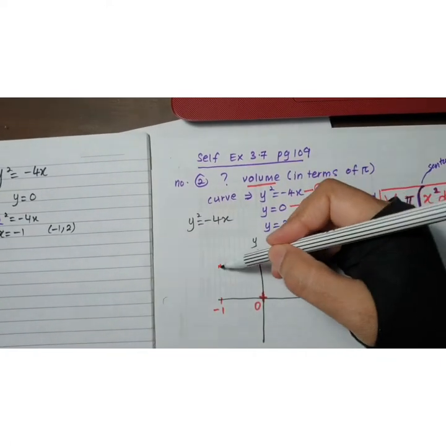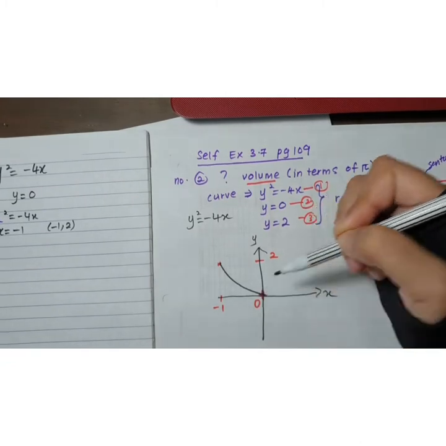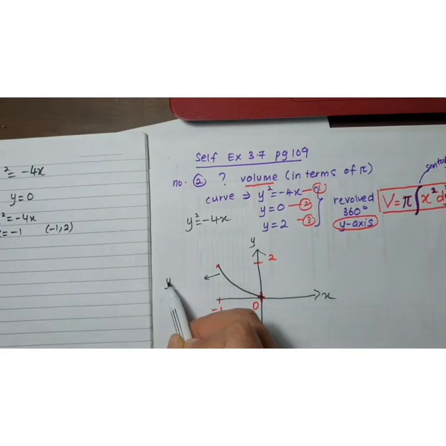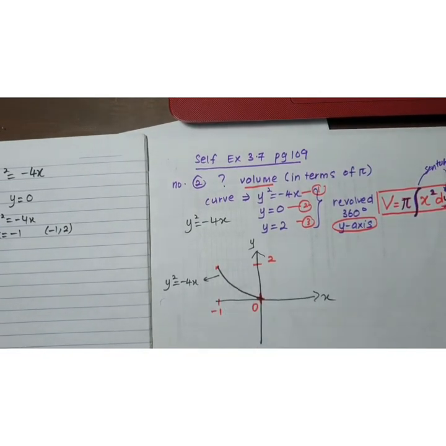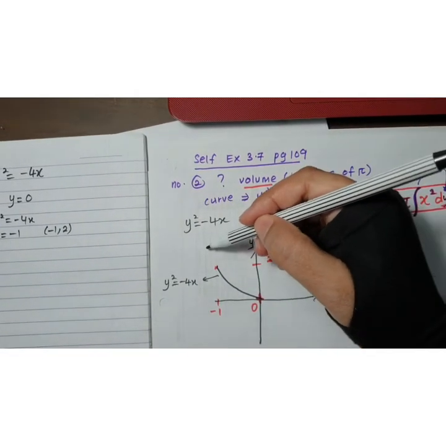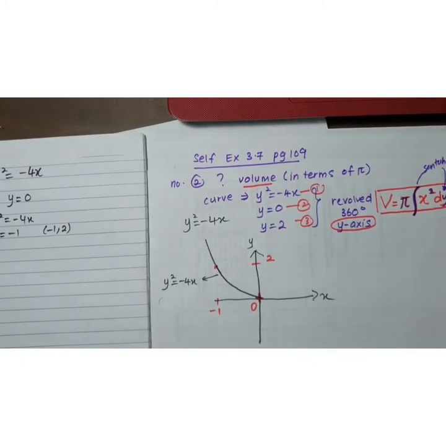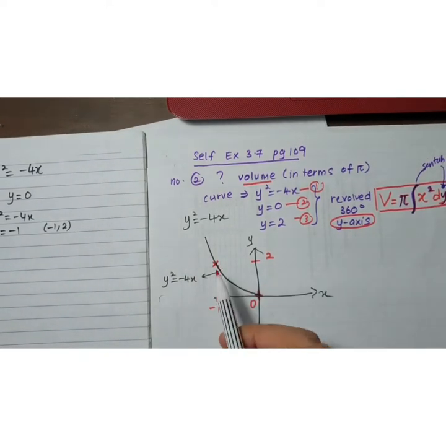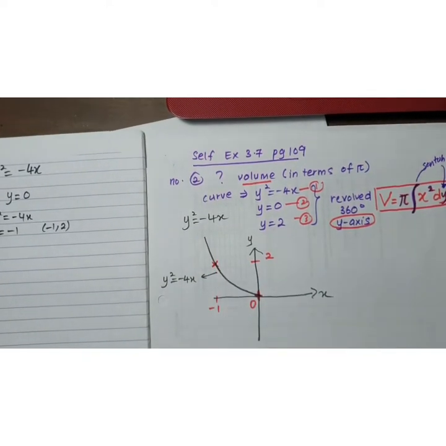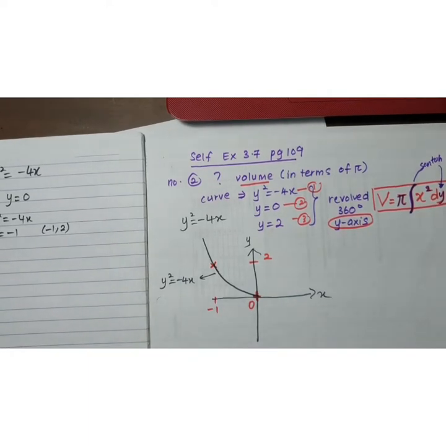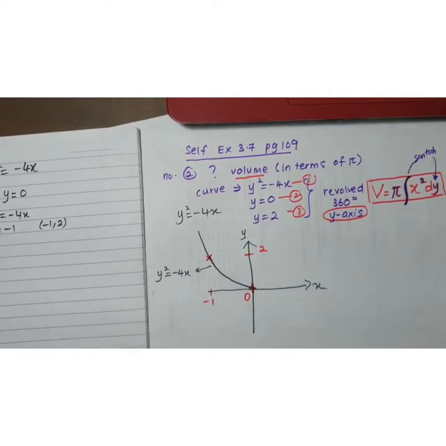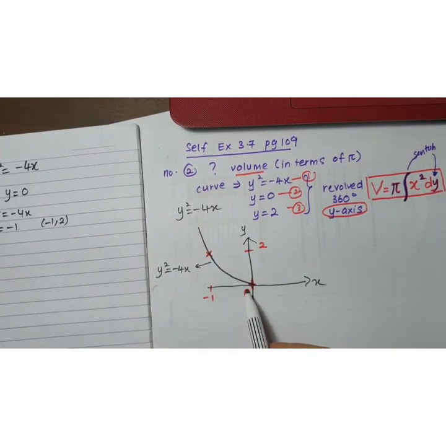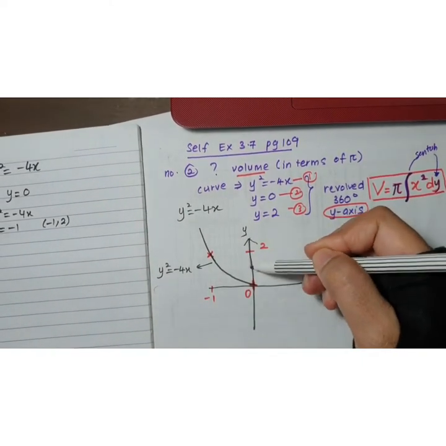So it is a curve, of course it is like this. This is the curve y squared equals negative 4x. You can extend the curve, no problem, because this is only sketching. What is important is that the point negative 1, 2 lies there. Next you have the line y equals 0. The line y equals 0 is of course your x-axis here, and this is your y-axis.